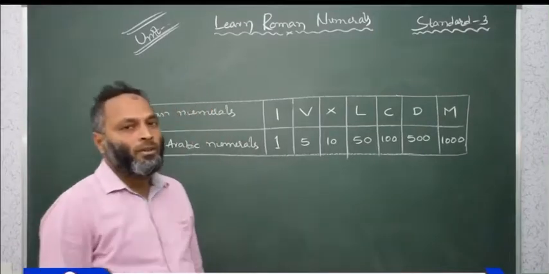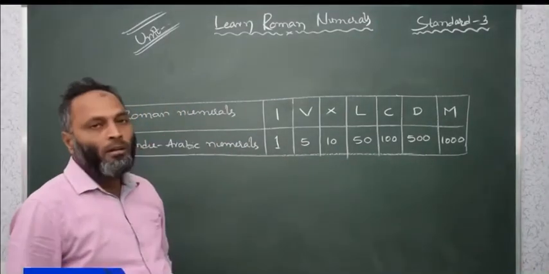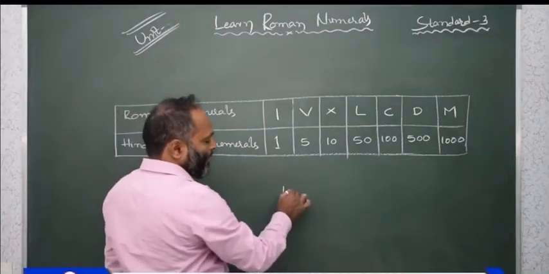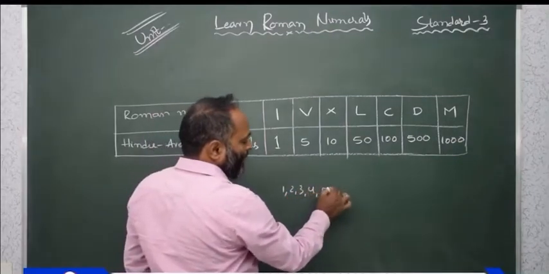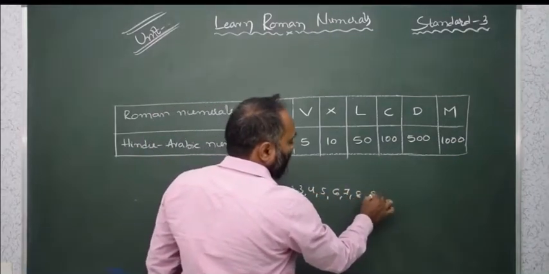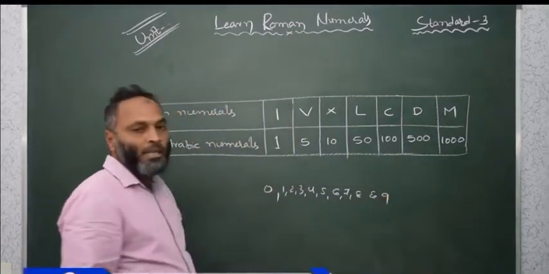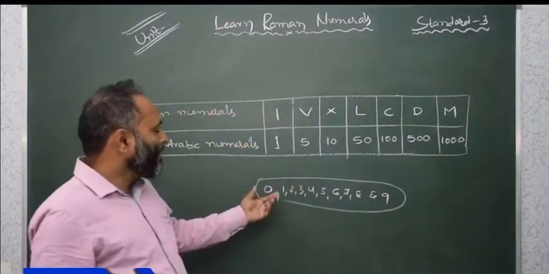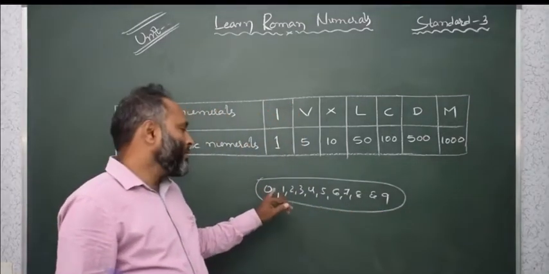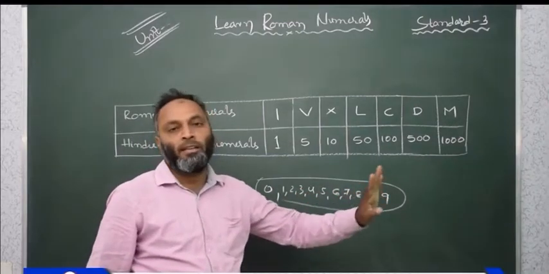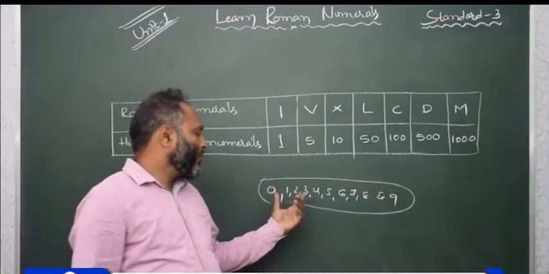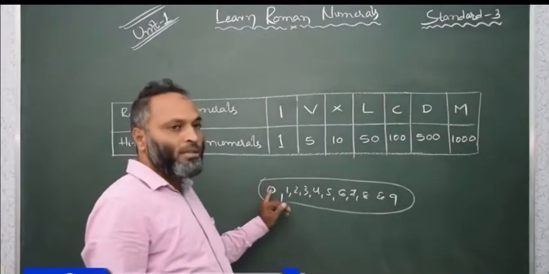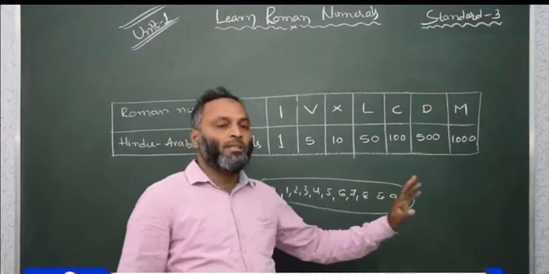Dear students, today we are going to learn about Roman numerals. What is a Roman numeral? First of all, generally we are using the digits 0, 1, 2, 3, 4, 5, 6, 7, 8 and 9. Most parts of the world commonly use these digits only.